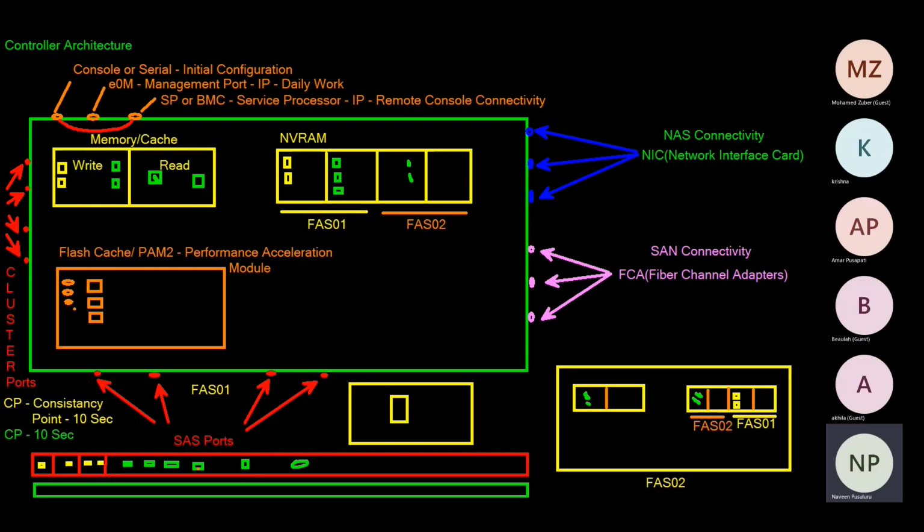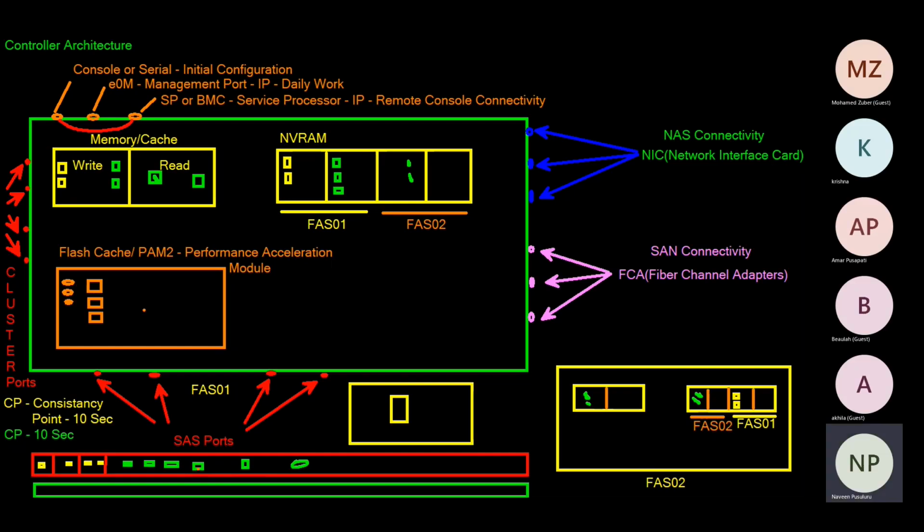The same way here, if the data is not found in the PAM, it will go through the NVRAM logs, which are stored in the PAM, find out the exact location of the data, and go there directly. So that is how it will improve the read performance of your controller.